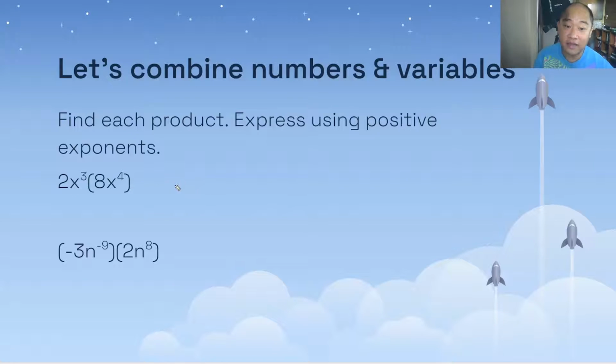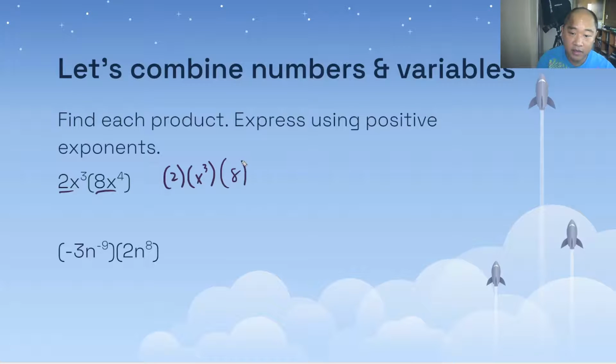Let's combine numbers and variables. Find each product expressed using positive exponents. So the base is no longer the same here, right? We have a 2x and then an 8x. One way that you can think about this is that 2 is being multiplied by x, and then this is being multiplied by 8, which is being multiplied by x. So you could think about this as 2 times x cubed, right? This is the same thing as 2x cubed.